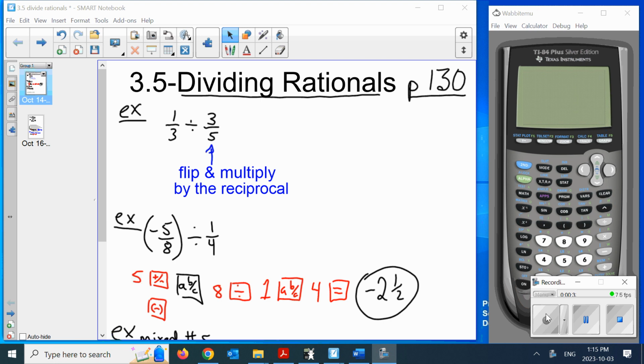Dividing rationals. Okay, we've done adding, subtracting, multiplying. Time for dividing. And we've done this before. It's always review, and then we just build on a little bit. So let's take a look at this.